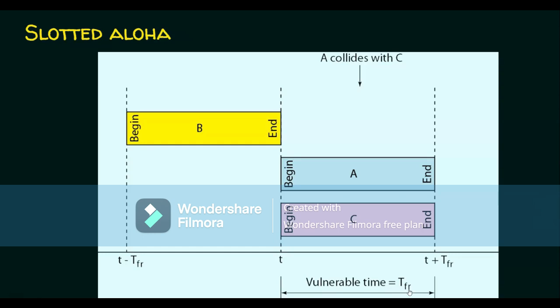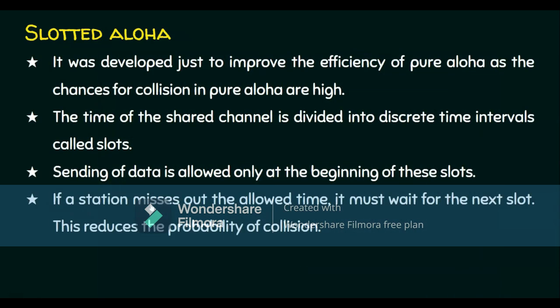Let's continue dealing with Slotted Aloha. If a station misses out the allowed time slot, it must wait for the next time slot. This reduces the probability of collision. We will see it with an example.